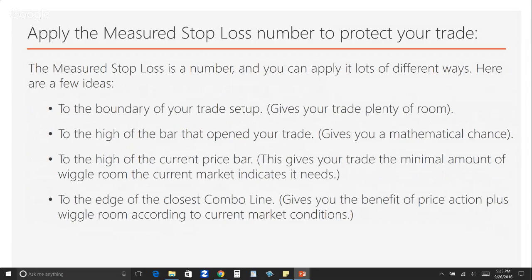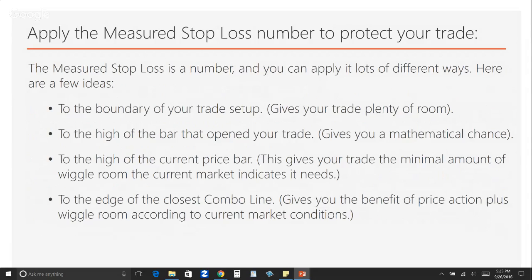It's a really common problem because you don't want to have your stop loss too far away, but you want to have it far enough away. So what I'm suggesting is you take that measured number and you apply that to the boundary of your trade. So you put that above the high, and that gives you at least some mathematically logical distance of wiggle room that your trade might need if it does get a little bit spiky up there. You can apply that number to the high of the bar that opened your trade.